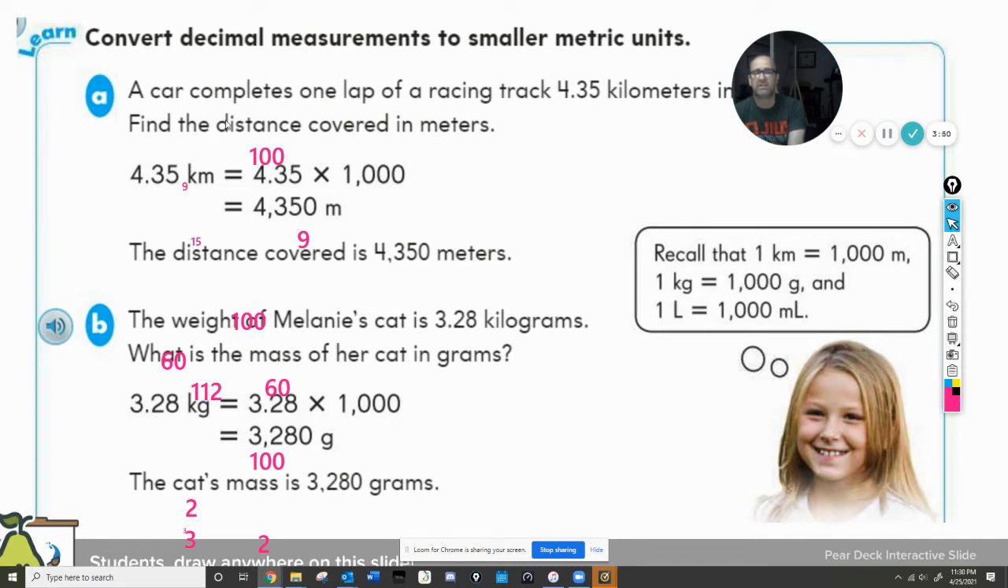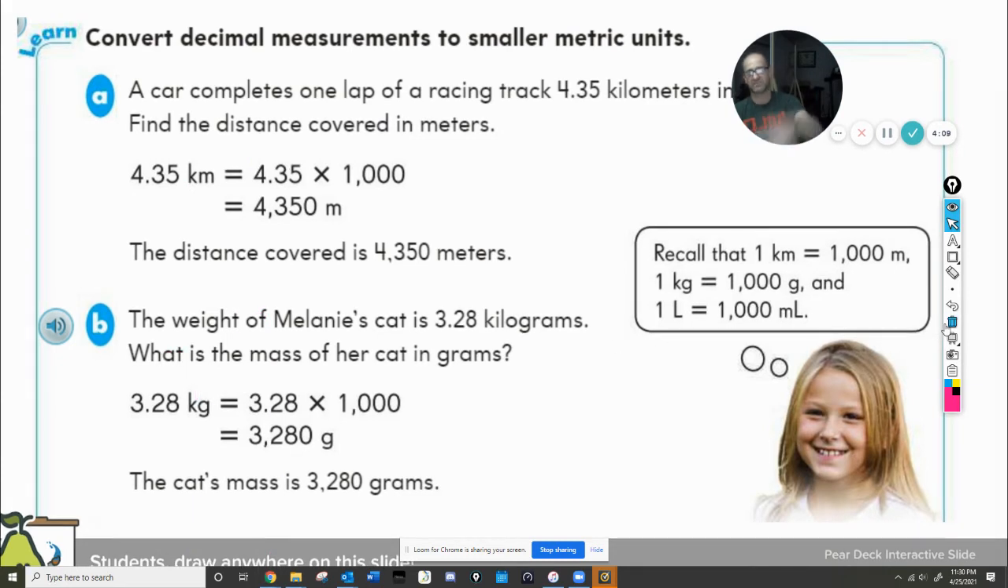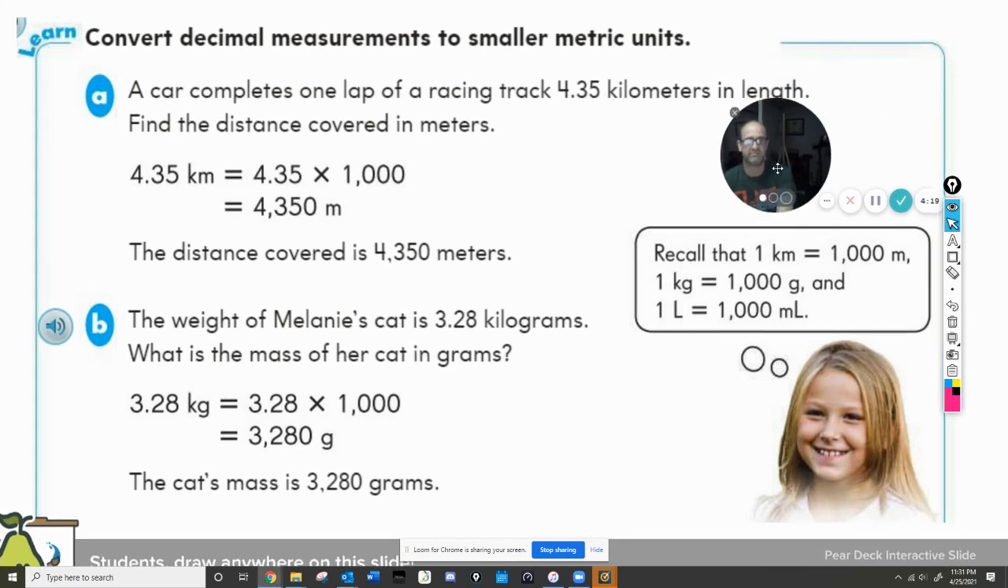Kilometers to meters. A kilometer is 1,000 meters, so you're multiplying by 1,000. A kilogram is 1,000 grams, so to go from kilograms to grams, you're multiplying by 1,000. And a liter is 1,000 milliliters, so you're multiplying by 1,000. Just like every other lesson, you start by multiplying by 10, then multiplying by 100. Now we're multiplying by 1,000. Pause, read.